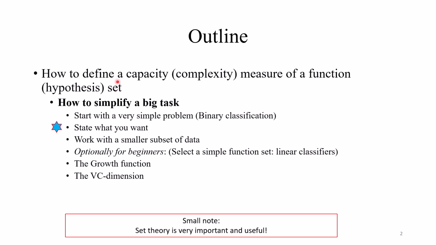So the main objective here is to define a capacity or a complexity measure of a function set. This is a very big task, and as many mathematicians would say, if a problem is too complicated, let's try to simplify it first. So we'll first start with a simple version of the problem, maybe binary classification. We'll then state what we want mathematically, work with a smaller subset of the data, probably select a simple function set, say linear classifiers, then we'll enter the idea of growth function and the VC dimension.